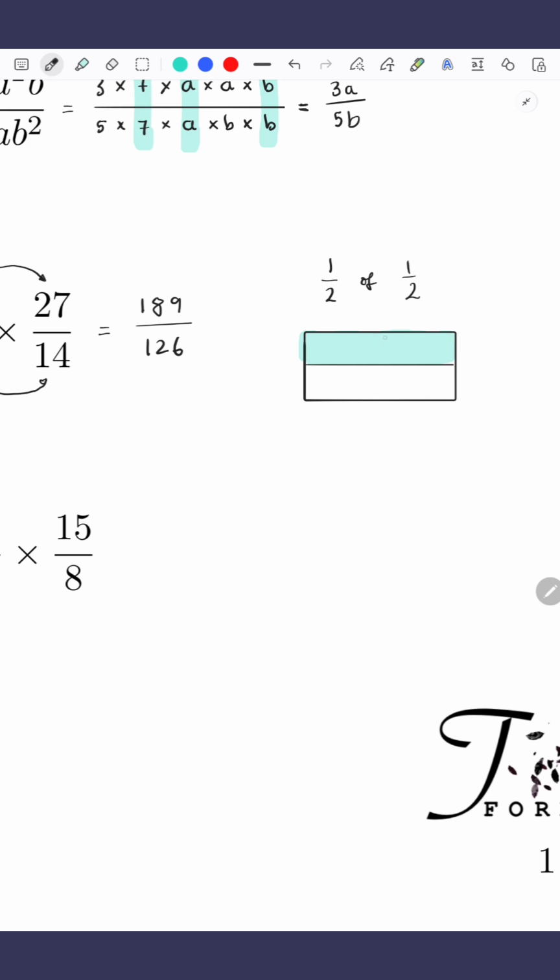Well, if this at the top is a half and we want half of it, we're going to have to split that into 2 again. So what we have here is a half of a half. But what is that in total?